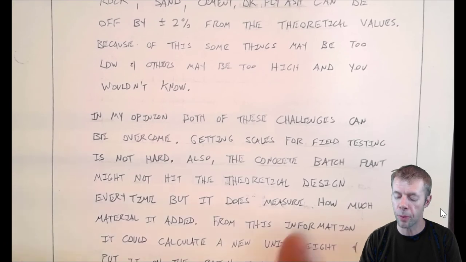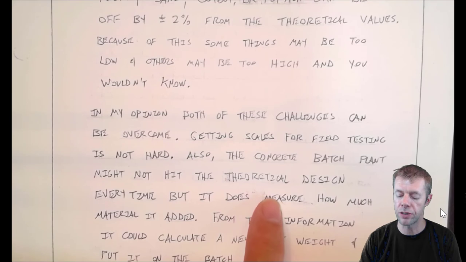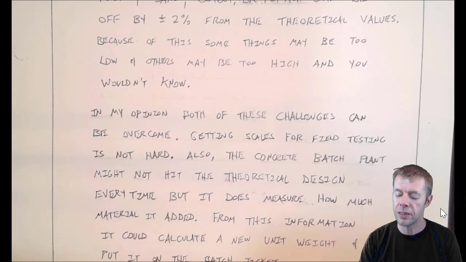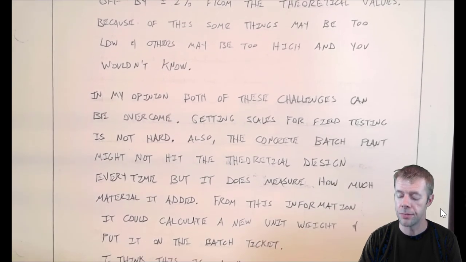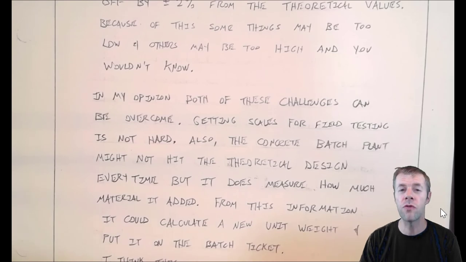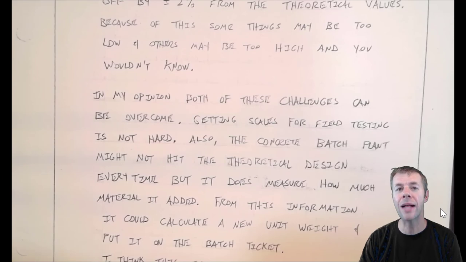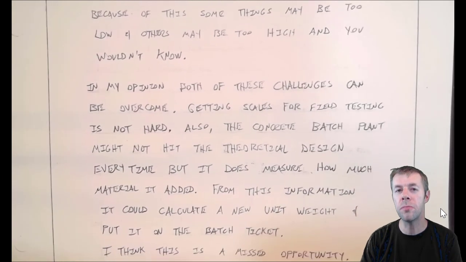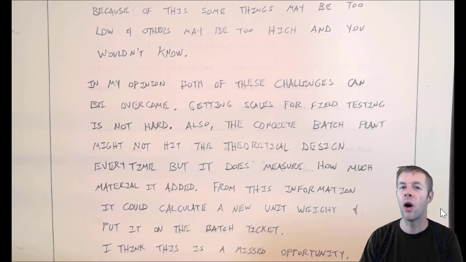And also, the concrete batch plant might not hit this perfect theoretical design unit weight every time, but it does measure how much material it added. And it also knows the volume that it tried to add. So because of that, from these two pieces of information, it could actually calculate a batched unit weight, what the unit weight should be based on what the air content is, or it could guess several air contents. This is not that hard. This could be a really powerful addition, can really help people out.